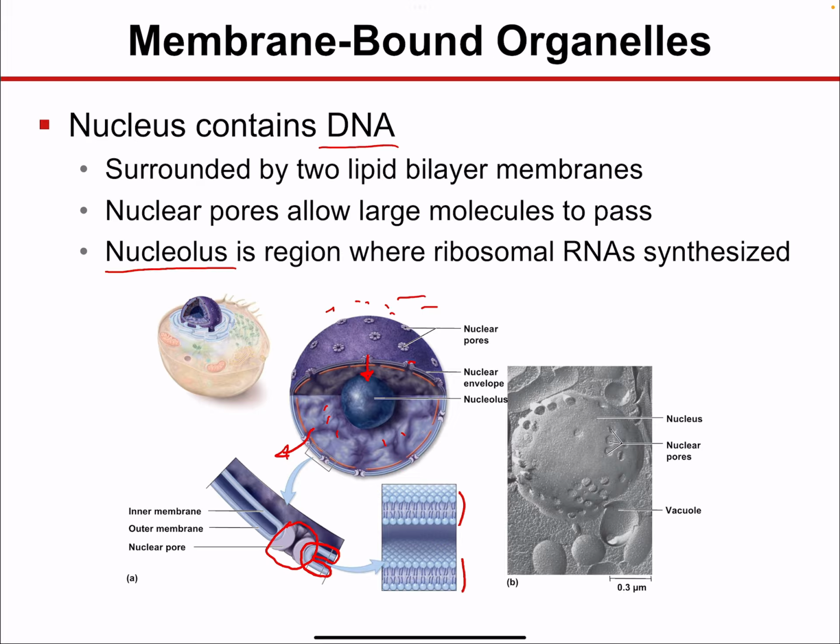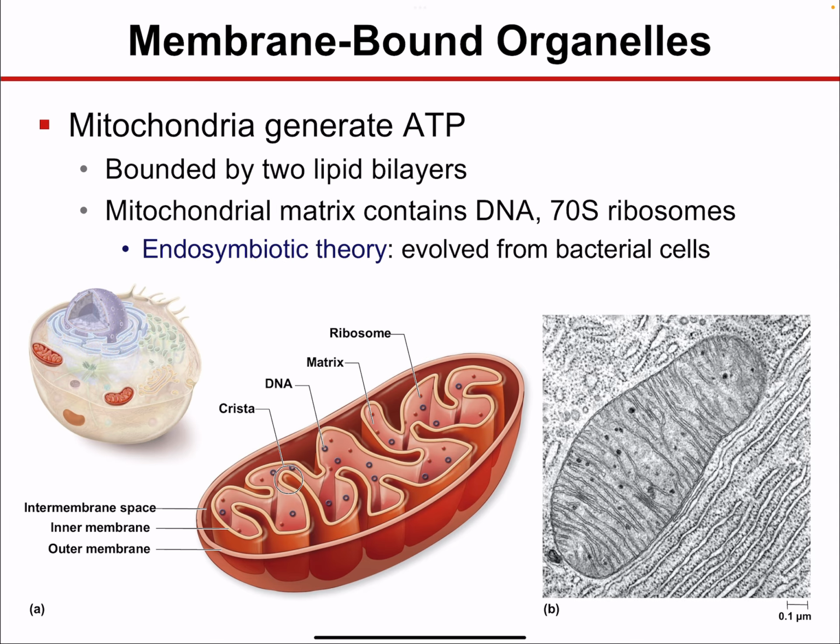Then we have the nucleolus. The nucleolus is this area that is very dense inside of the nucleus. That is where ribosomal RNA are synthesized and where the assembly starts. In fact, the assembly doesn't complete there, but that's where it starts.